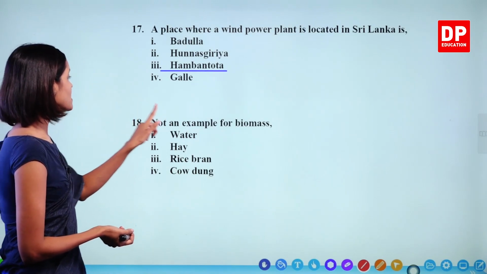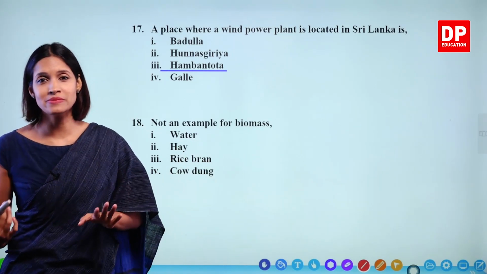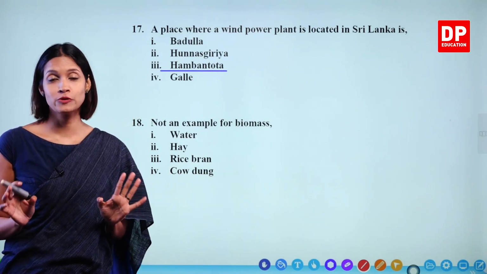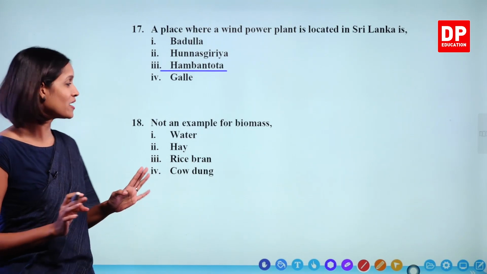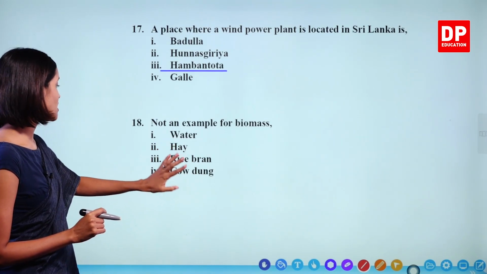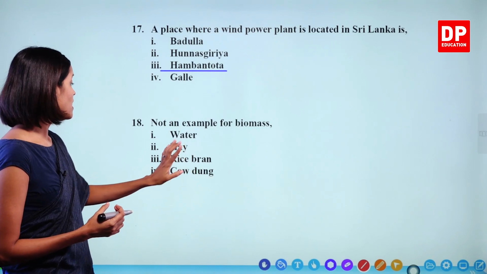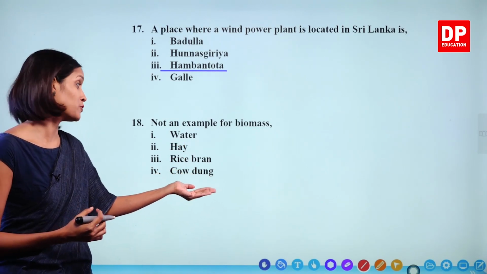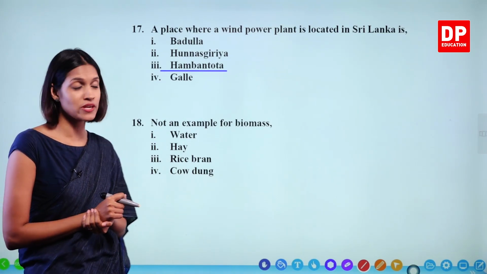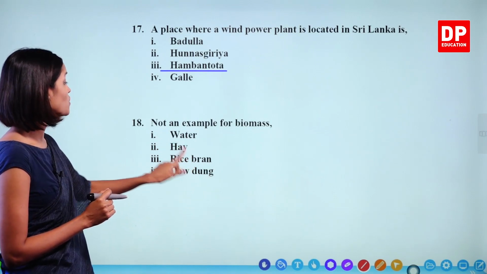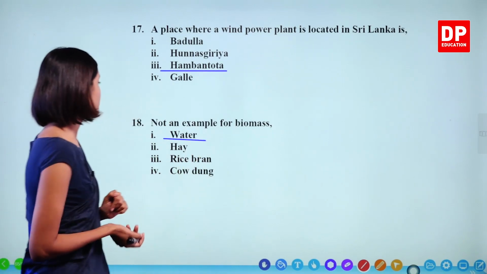18. Not an example for biomass. Now, what is the meaning of biomass? Plant or animal materials that can be used as a fuel. So, not an example. Water does not come under biomass, right? When you consider hay, rice bran and cow dung. Hay means dried up paddy leaves. And rice bran, cow dung. Cow dung can be used as a biomass. By burning dried cow dung, we can obtain heat energy. Okay, children? So, hay, rice bran and cow dung come under biomass, but water is not a biomass. Right.